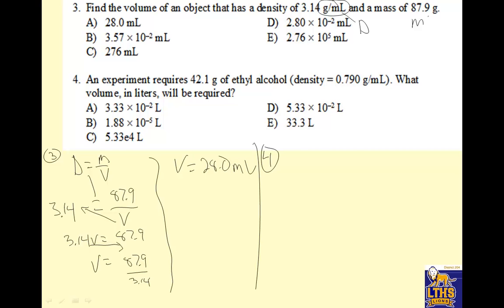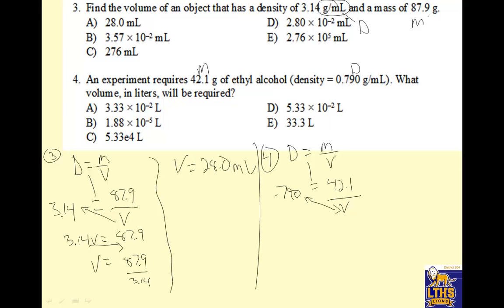Here's number 4. Experiment requires 21.4 grams of methanol. Mass. Density. What volume in liters will be required? So same deal. D equals M over V. Density is 0.790. Mass is 42.1. Volume is V. Cross multiply.